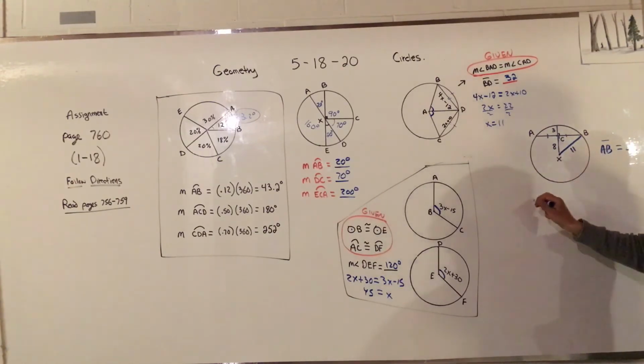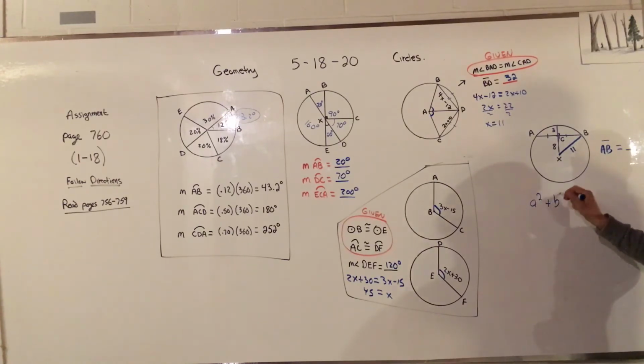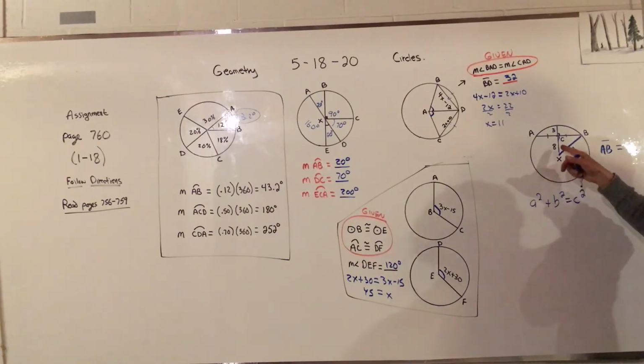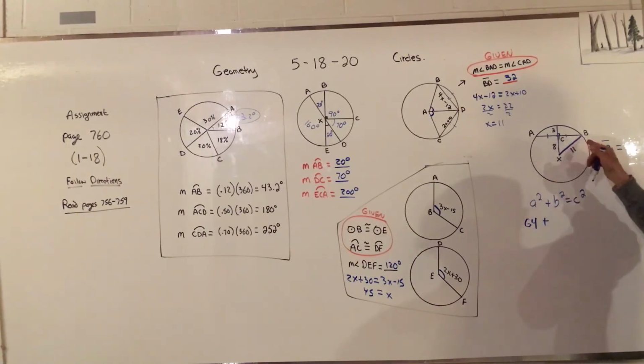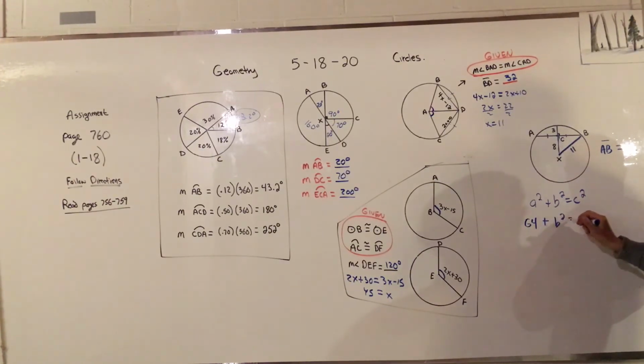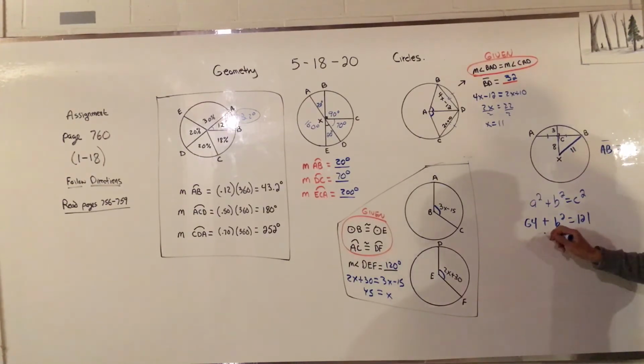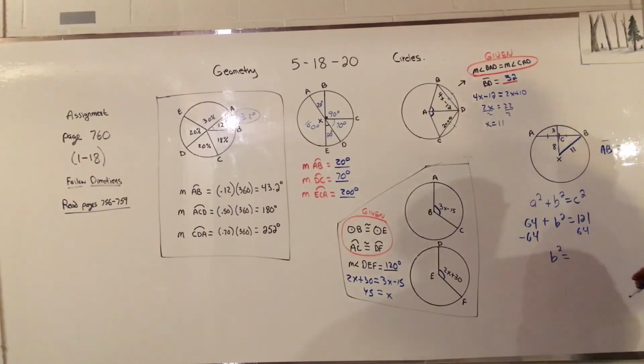So what we're going to do is use a squared plus b squared equals c squared. And you always use this for this type of problem. Okay, so my a to me would be 8. So 8 squared would be 64 plus, I don't know the b. c squared would be 11 squared, which would be 121. So now I'm going to subtract 64 from both sides. And we get b squared equals 57. So we take the square root.